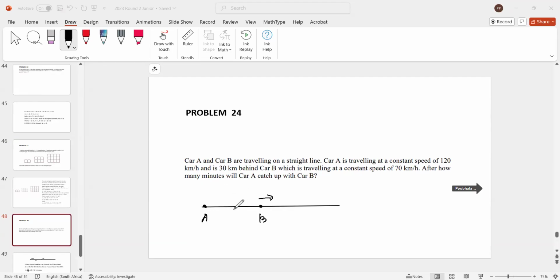Car A is 30 kilometers behind car B. It's 30, but it's traveling at 120 kilometers per hour. And this one is traveling at 70 kilometers per hour.